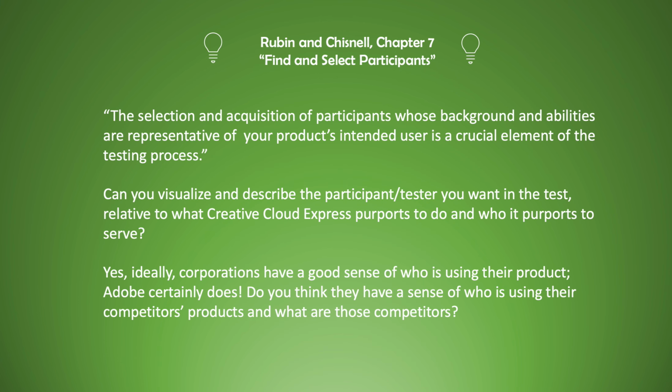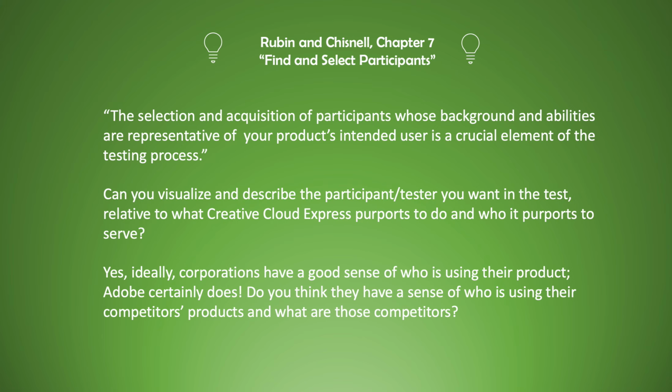Okay, so chapter 7 talks about finding and selecting participants. So the selection and acquisition, say Rubin and Chisnell, of participants whose background and abilities are representative of your product's intended user is a crucial element of the testing process. So can you visualize and describe the participant tester you want in the test relative to what Creative Cloud Express purports to do and who it purports to serve?